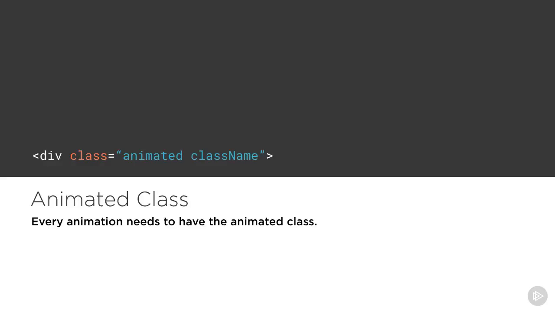So for example, if you wanted the bounce in animation, then you would need to have two classes on that object. You would need to have an animated class, and then you would need to have a bounce in class. Those are the two classes that need to be applied before you can start animating your objects. We'll take a look at actually animating the objects and start animating some of the content in the next video.